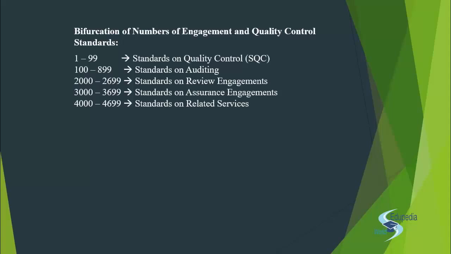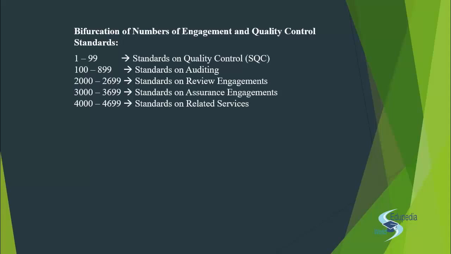So next, from 2000 to 2699 series, you have standards on review engagement. We have already seen that there are 2 standards on review engagement, 2400 and 2410. The rest, 698 seats, are left blank, right? Similarly, you have the standard on assurance engagement from 3000 to 3699. I don't know why they limit it to 3699. What happened to the next 300? I don't know, but that is the range. Over there also you have seen that you have just 2 standards. And at last, the 4000 to 4699 series, the standards on related services.